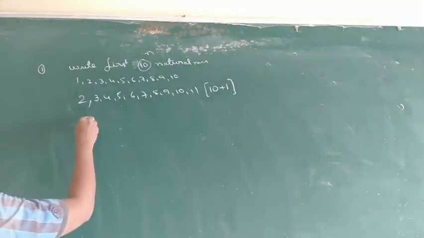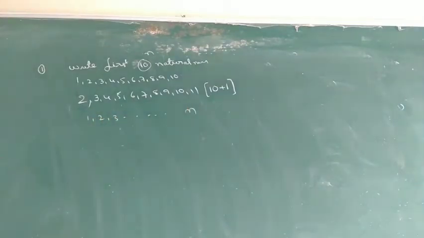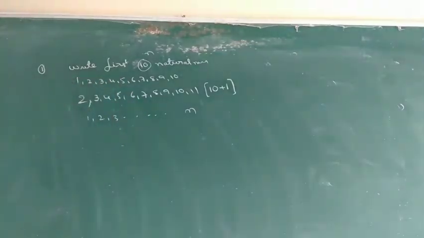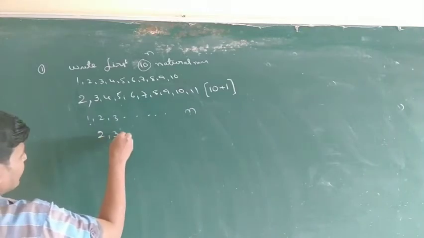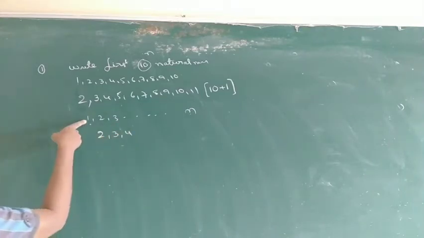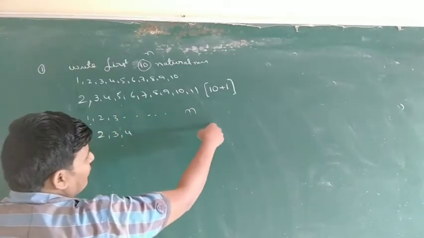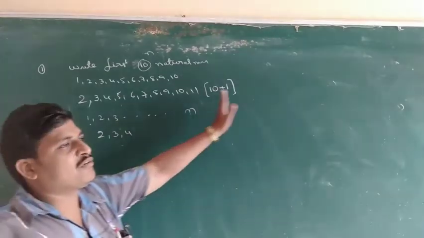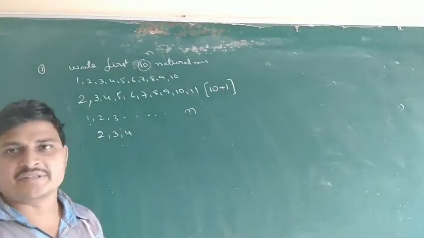Write n numbers means what? 1, 2, 3 and so on to n. Write n numbers where the starting number is 2. 1 to n, 2 to 2, 3, 4. Here one number is missing, and it is covered by the last number. The last number, one number is extra. You have to write one extra.